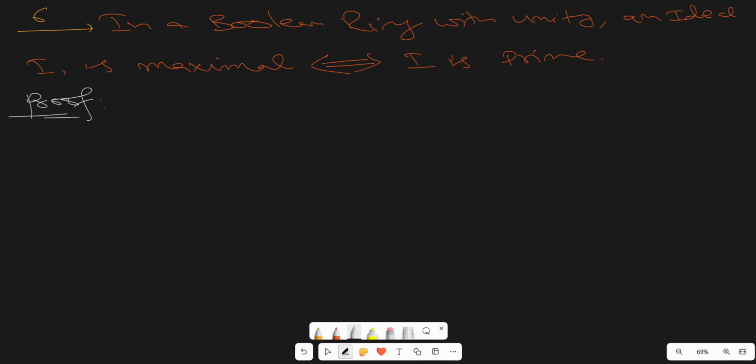How do you prove it? Suppose something is maximal or something is prime, we just use those two statements, whichever I have defined in the last class. So I have to check whether this is maximal or prime. Suppose, I will do the reverse part. Suppose I is a prime ideal. You have to show I is maximal.